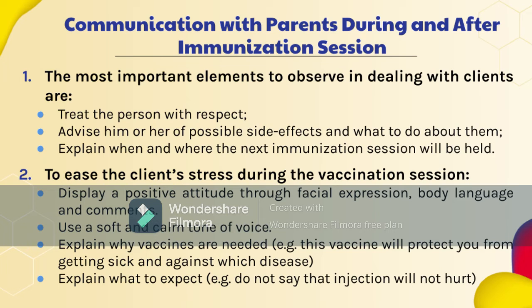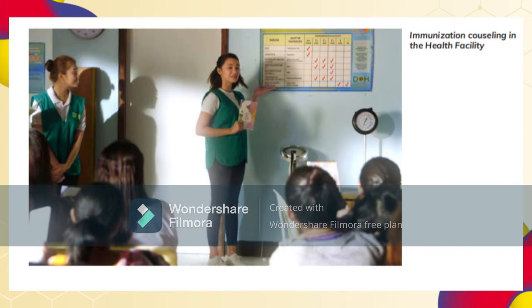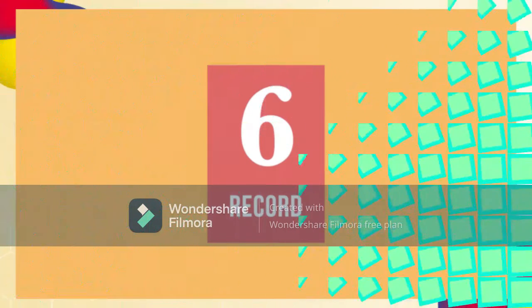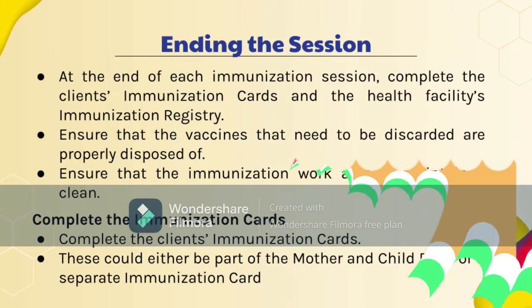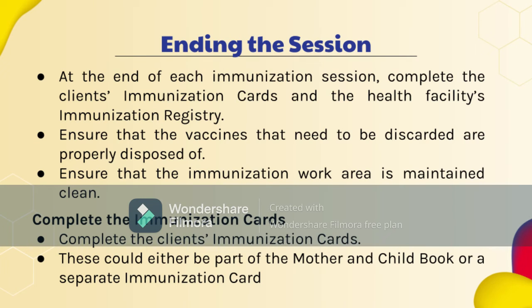At the end of each immunization session, complete the health facility's immunization registry. Ensure that the vaccines that need to be discarded are properly disposed of. Ensure that the immunization work area is maintained clean. Complete the client's immunization cards. Write down the date for each vaccine administered, including vitamin A supplement given.